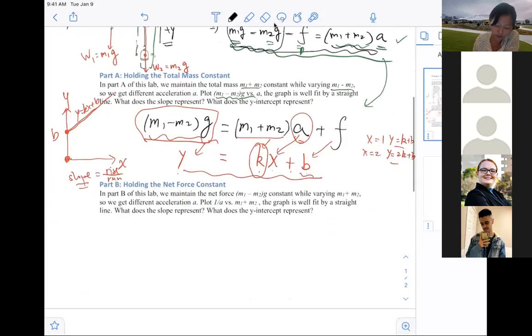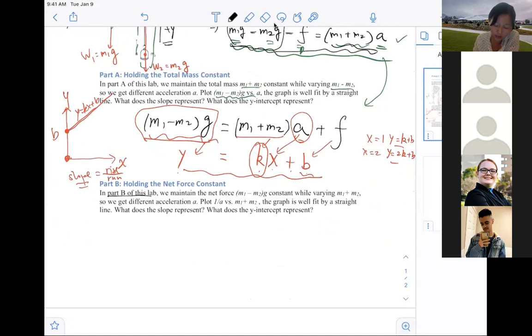Let's work on part B. So what do we do? Part B is really nothing new, but with a little bit of modification of our equations here. We want to plot 1 over A instead, versus M1 plus M2. And here you're maintaining the net force constant, but you're changing the M1 plus M2. And again, you get different acceleration.